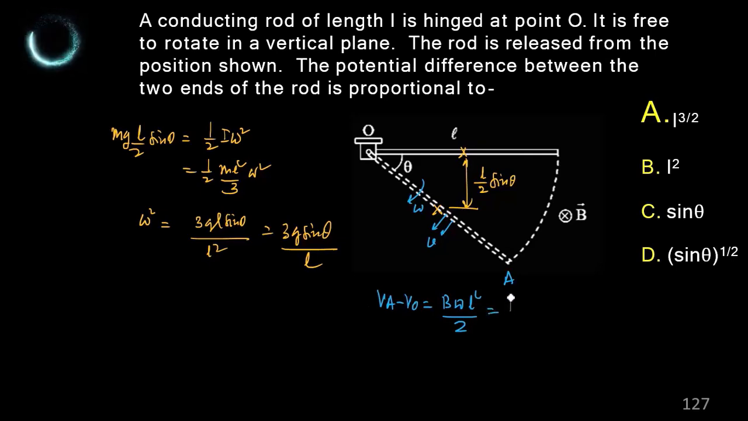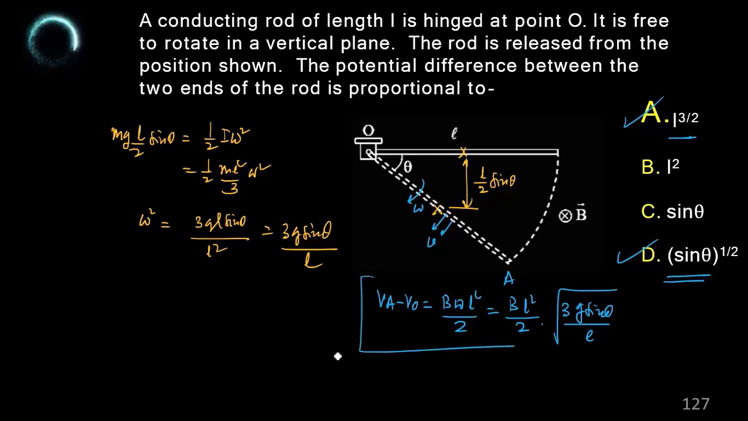Now what is B? B is B. L square is L square by 2. And omega is root of 3g sin theta by L. So it is proportional to what? Sin theta and L also. L remains to the power 3 by 2. So it is proportional to L to the power 3 by 2 and the root of sin theta. These are the two parameters on which the potential difference changes. If you work out the exact formula, that will be the exact answer.